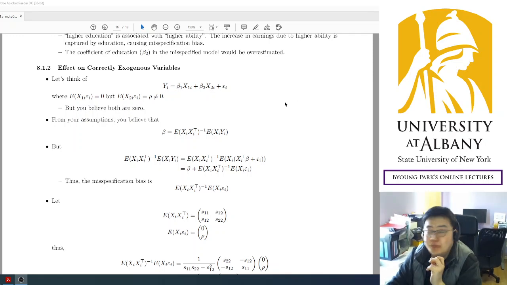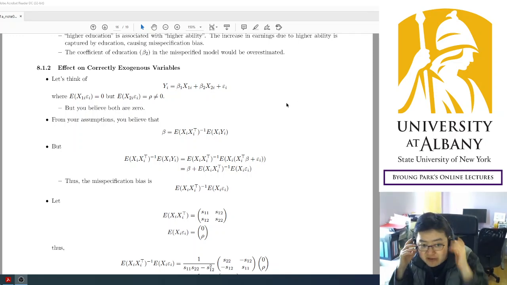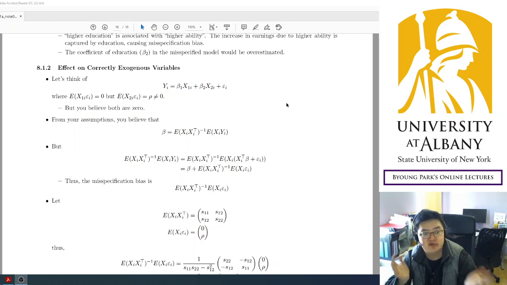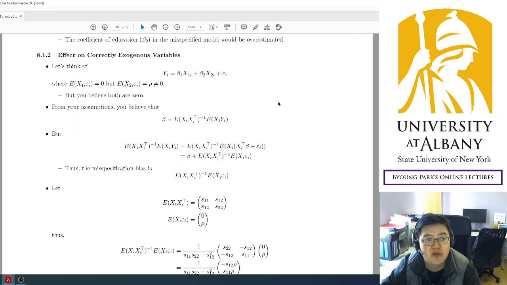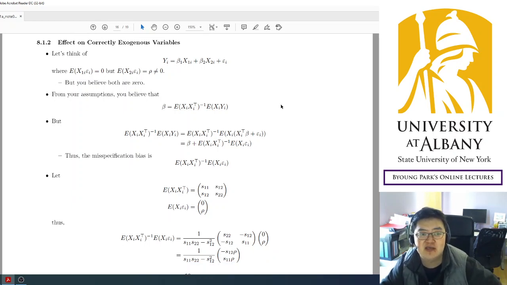Hello. So now in the previous video, I have explained how we get the misspecification bias if the exogeneity assumption is wrong in the classical linear regression model. It was simple. The derivation was pretty simple. The idea is simple. So we will generalize that case to the two regressors case.